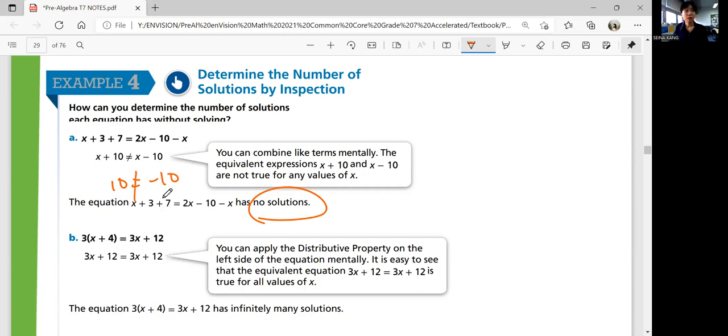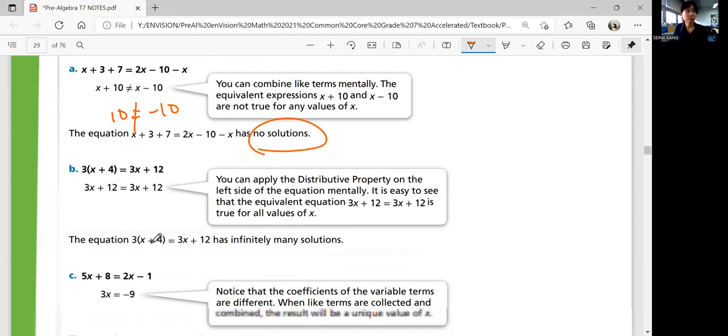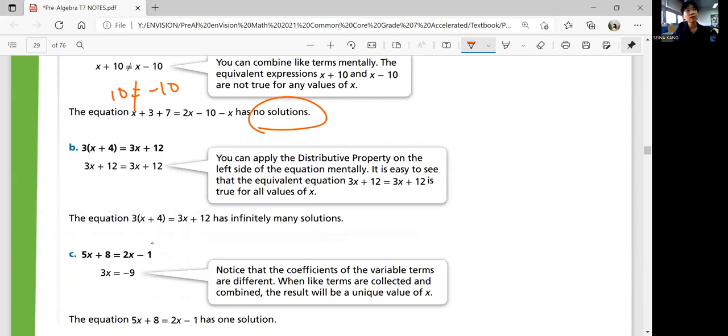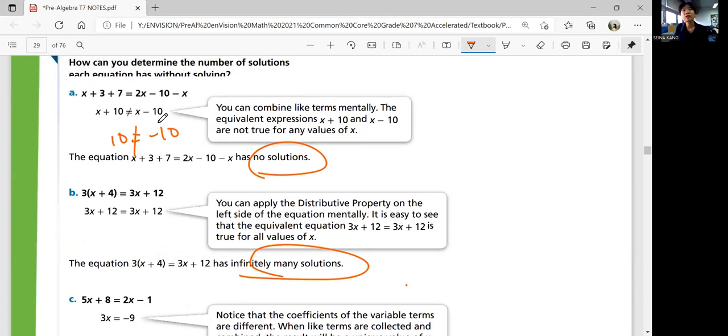Okay. Part B, simplify your expression. 3x plus 12 is equal to 3x plus 12. Are they equal? Yeah, 3x plus 12 is exactly the same thing as 3x plus 12. Okay, so when you simplify and you get the same expression, that means it has infinitely many solutions. And if you simplify and you don't get the same expression, that means you have no solution.